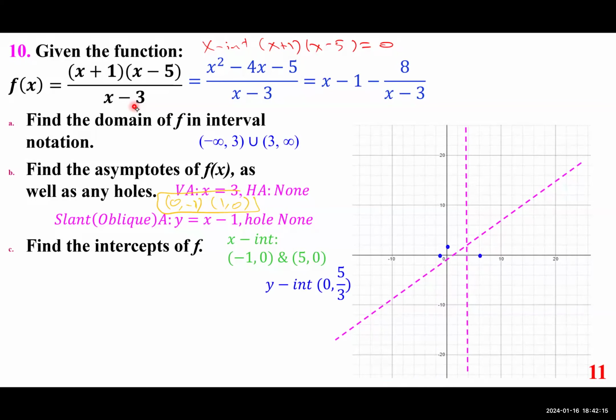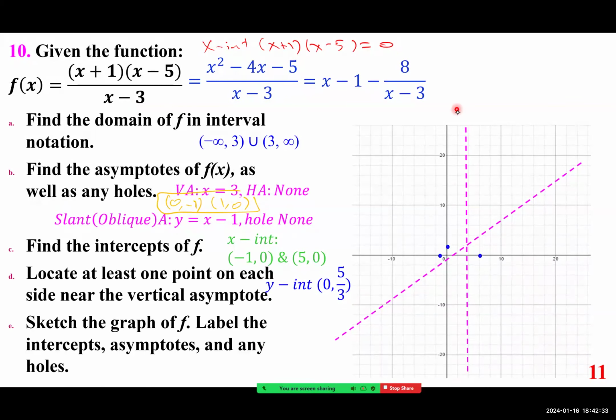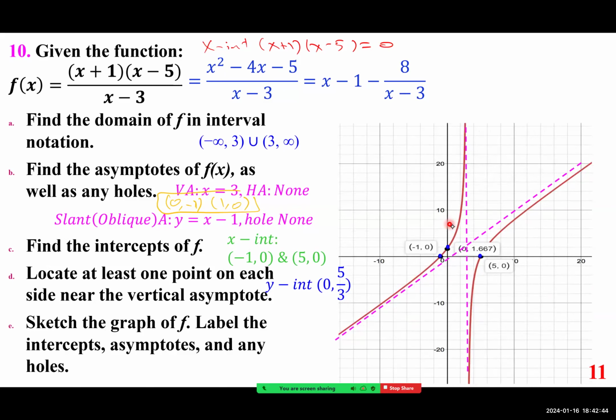Now, please understand that you have 1, 2, 3, 4. When you have two lines, you have 4 regions. This indicates this is the answer, and this indicates this is the answer. You really don't need extra points. Okay. So locate at least 1 point on each side. This is on each side of the vertical asymptote. This is on this side, this is on this side. So it tells you the graph practically. You don't need any more points. Those are good enough.